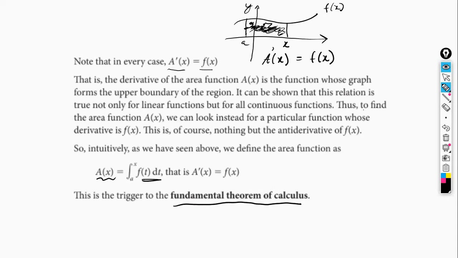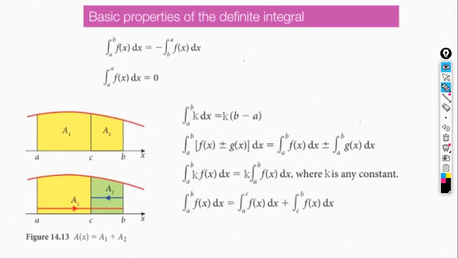Now this is a function of x. Although it's in terms of t, it's still a function of x. So the integral from a to x would give us the area under the curve. So that means that the integral from here to here would give us this area. But if we do the derivative of that, we're going to get the original function. So basically what this is saying is that the derivative and the antiderivative or integral are the inverses of each other. So next we have some basic properties of the definite integral.